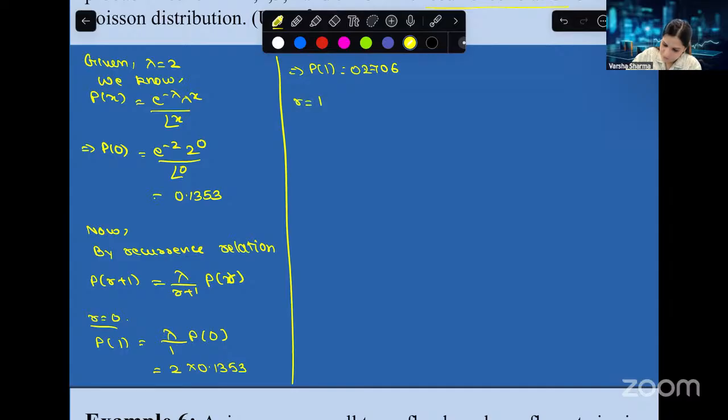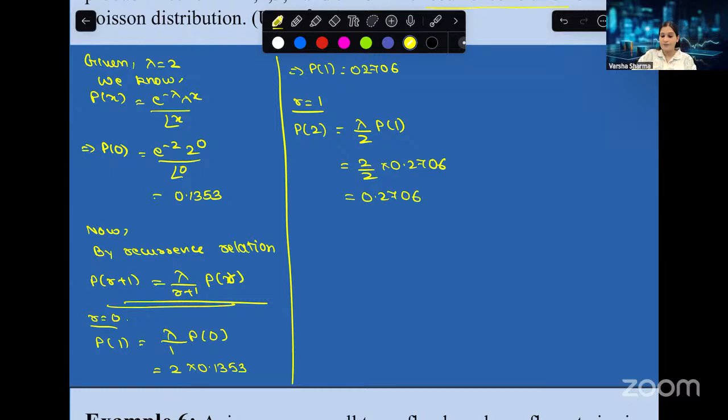Right? Now putting r equal to 1, 1 plus 1 is 2. P of 2 equals lambda by 2 into P of 1. Lambda is 2, P of 1 is 0.2706, so it remains the same, doesn't change. Putting r equal to 2, 2 plus 1 is 3. P of 3 equals lambda by 3 into P of 2, that is 2 by 3 times 0.2706. Calculating this value, 0.1804.